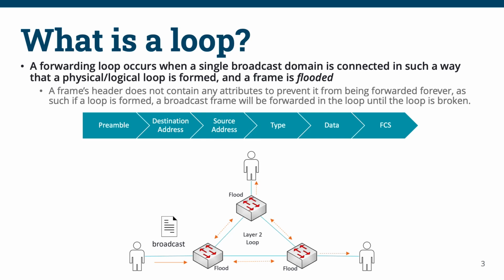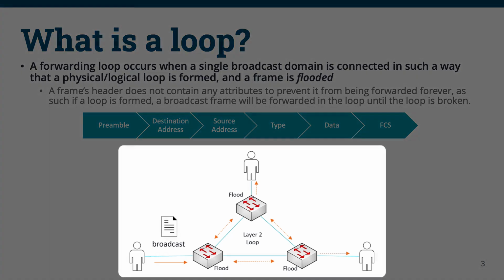Broadcasts are of primary concern when considering the existence of a forwarding loop, because a switch uses the flooding mechanism by default to forward these frames. As shown in our diagram here, whenever each switch sees the broadcast frame, it will flood the frame out all interfaces in the same broadcast domain.